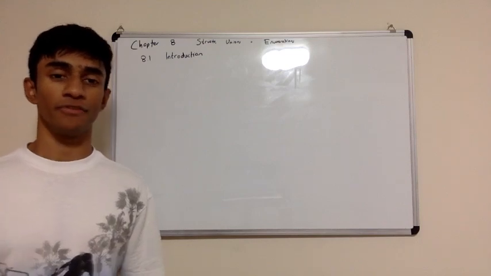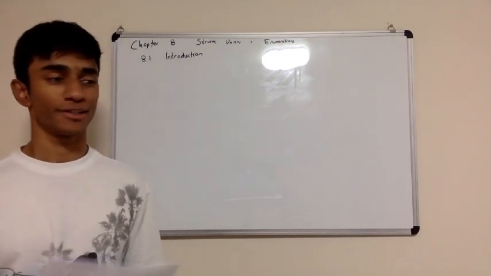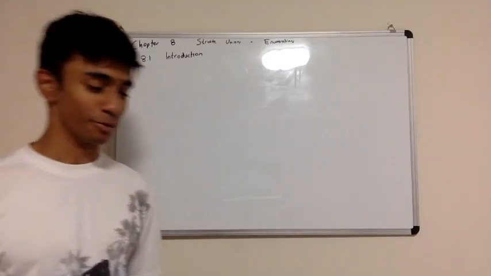Welcome to Chapter 8 of The C++ Programming Language by Bjarne Stroustrup. Today we are looking at structs, unions, and enumerations.